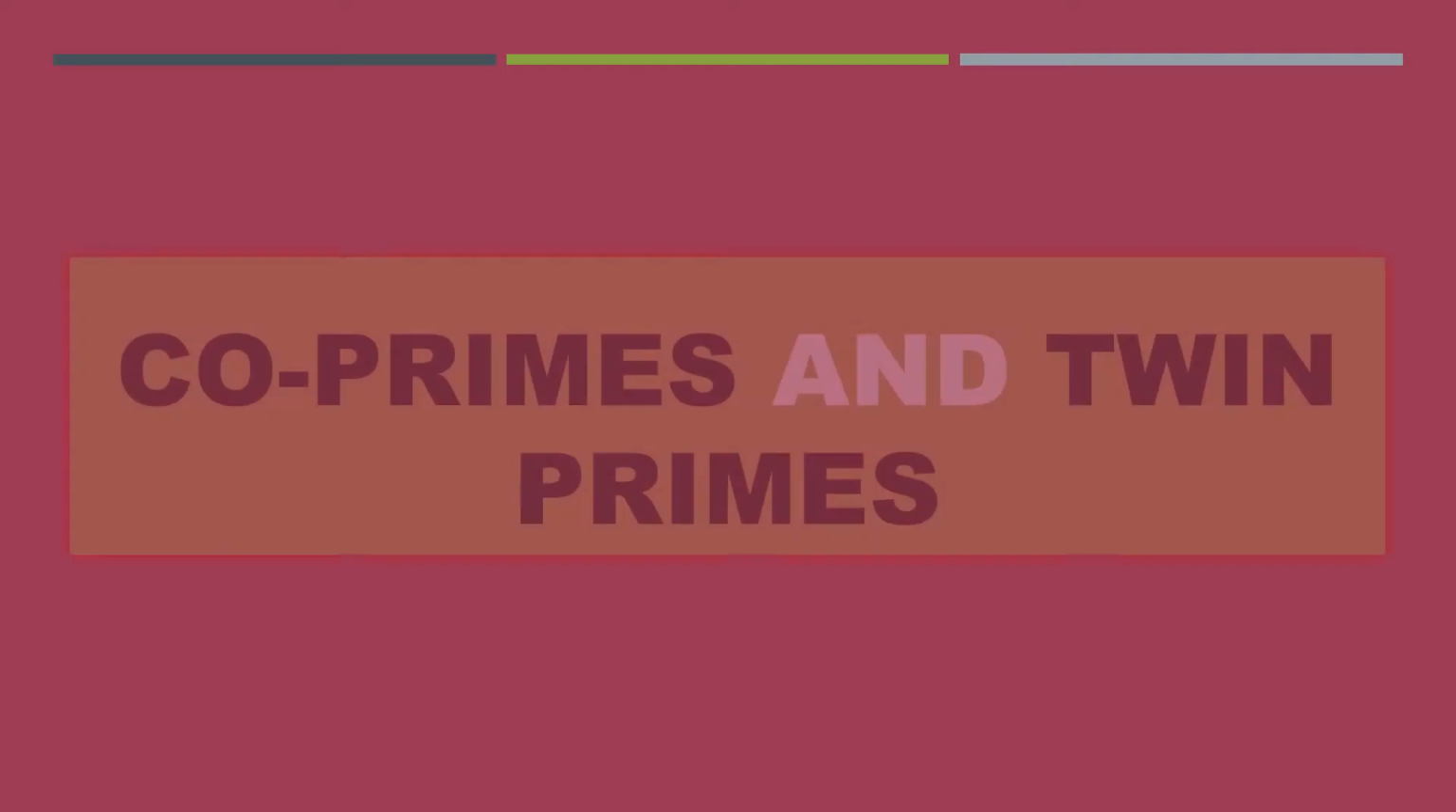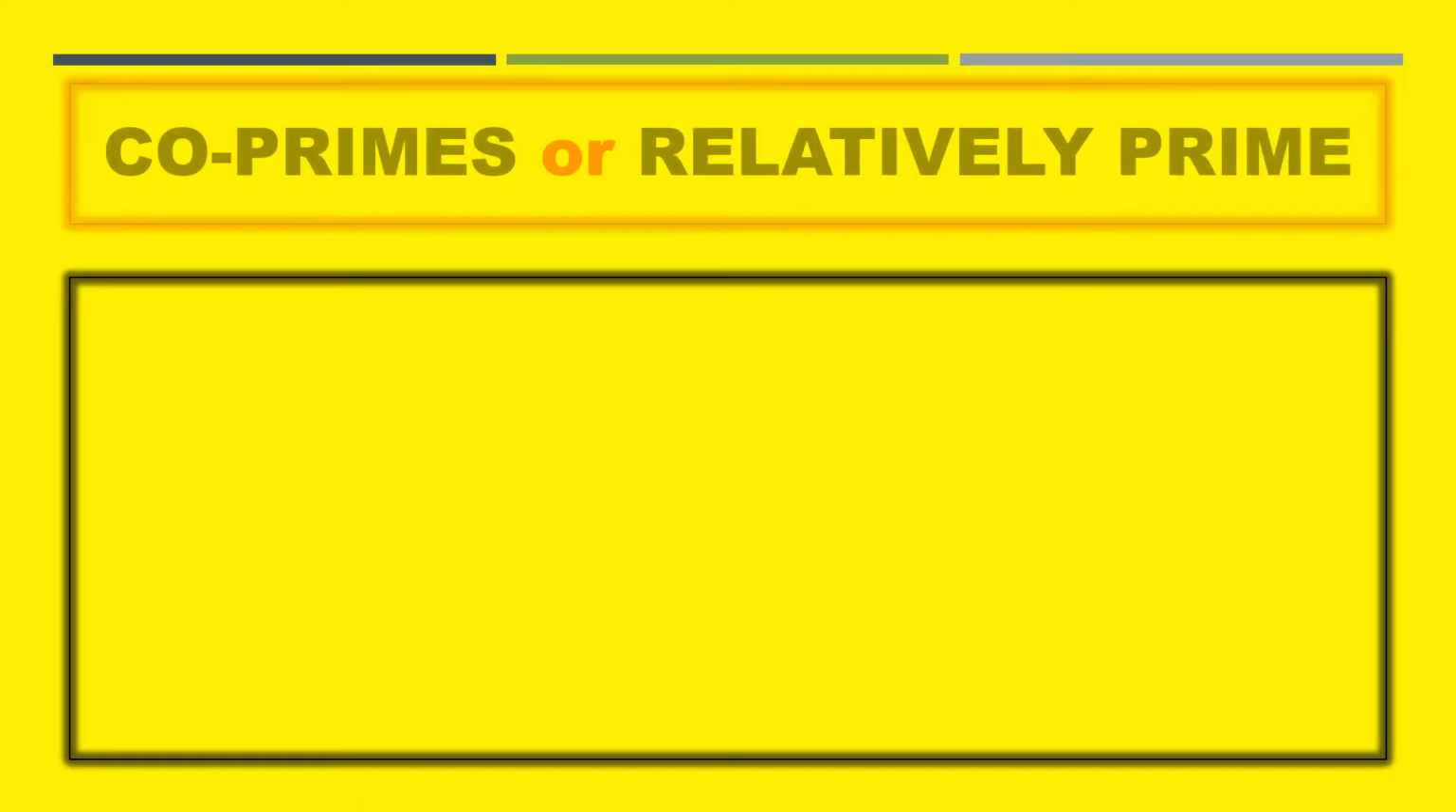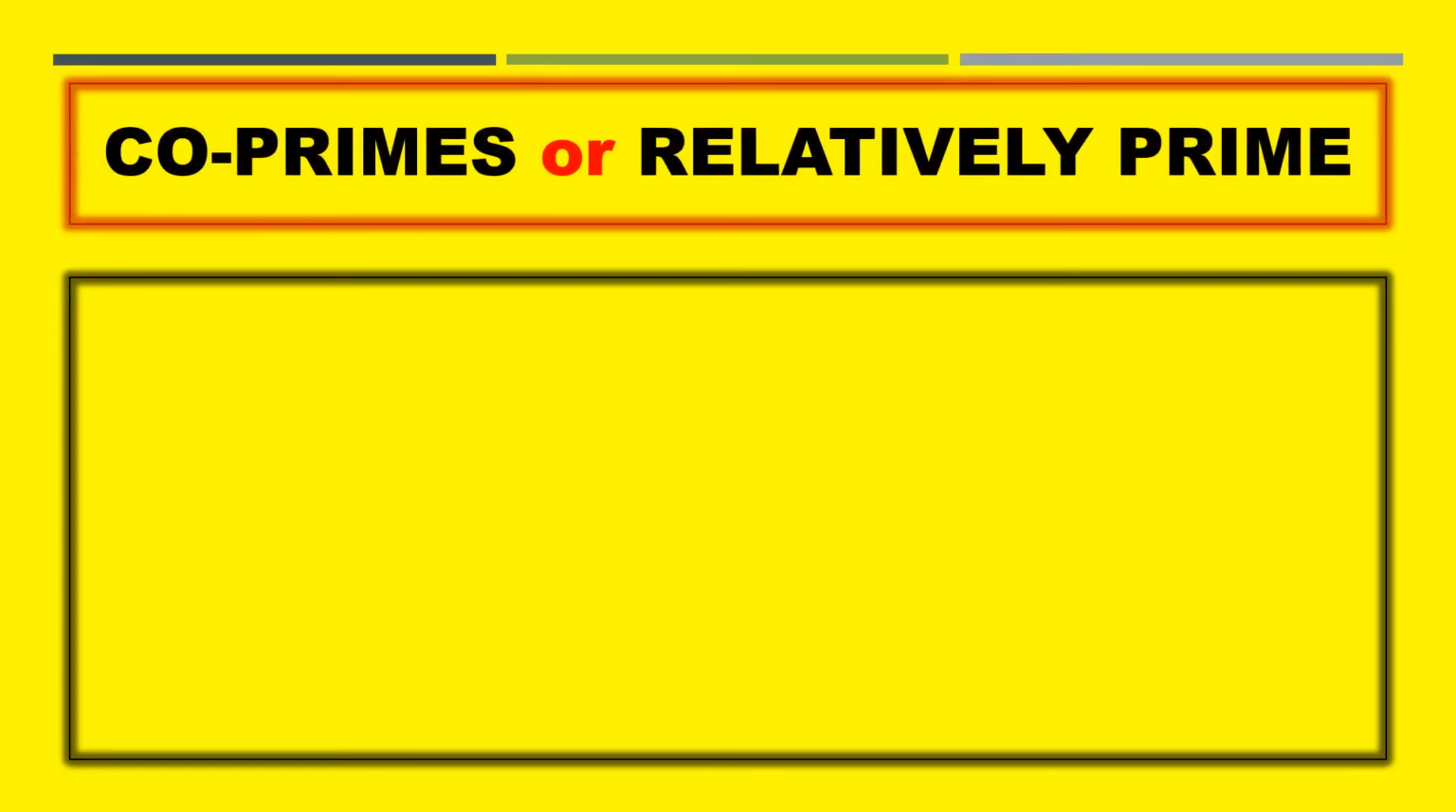In this video we are going to learn what are co-primes and what are twin primes, and what is the difference between co-prime numbers and twin prime numbers. Co-prime numbers are also called relatively prime numbers.